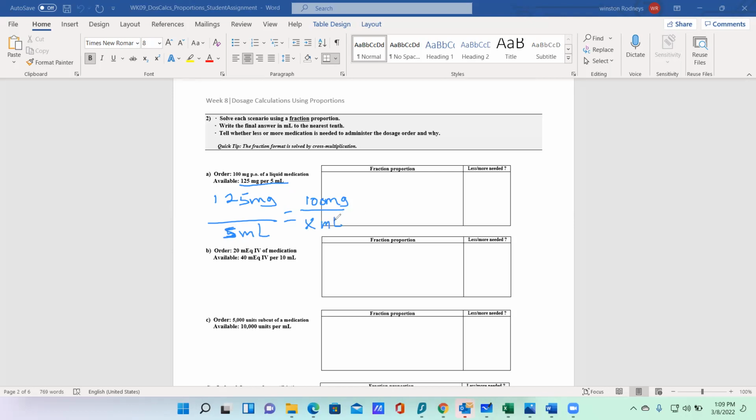And then from here you cross multiply. When you're cross multiplying, you don't need to include the mLs and the mg's because you already know that your answer is going to be in mL. So do 125 times x, that's 125x, equals 5 times 100, which is 500. Okay, divide by 125.